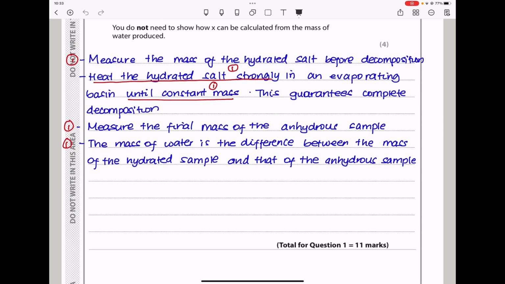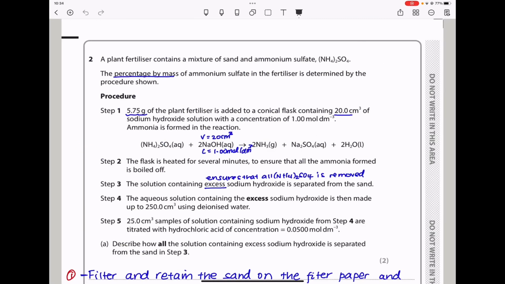So this brings us to the end of question 1. Let us continue to question 2. In question 2, a plant fertilizer contains a mixture of sand and ammonium sulfate.